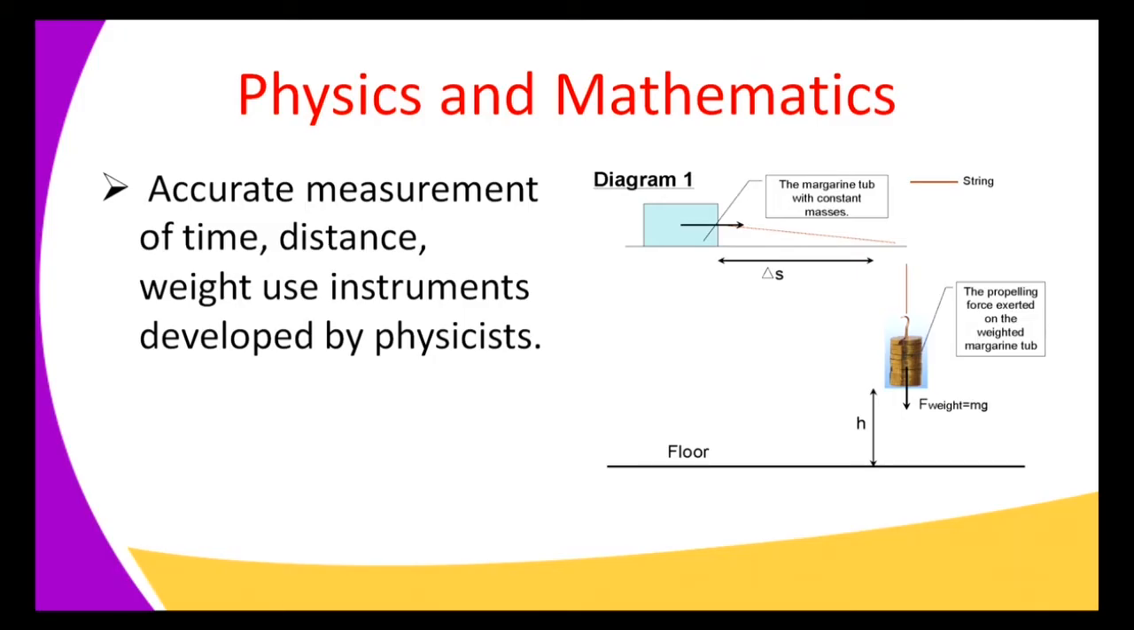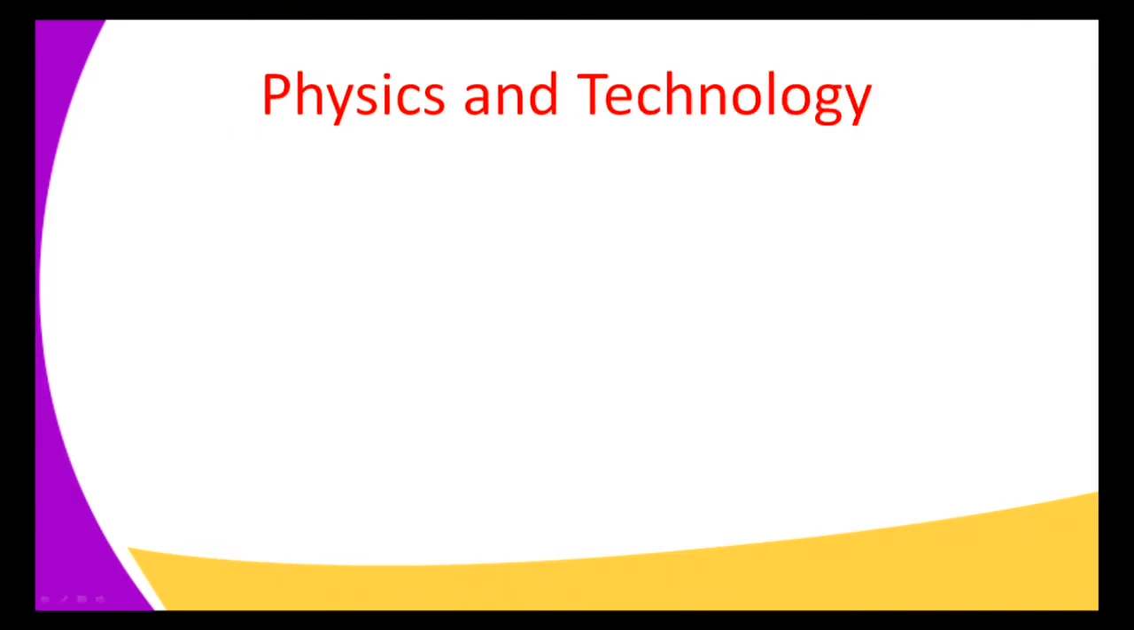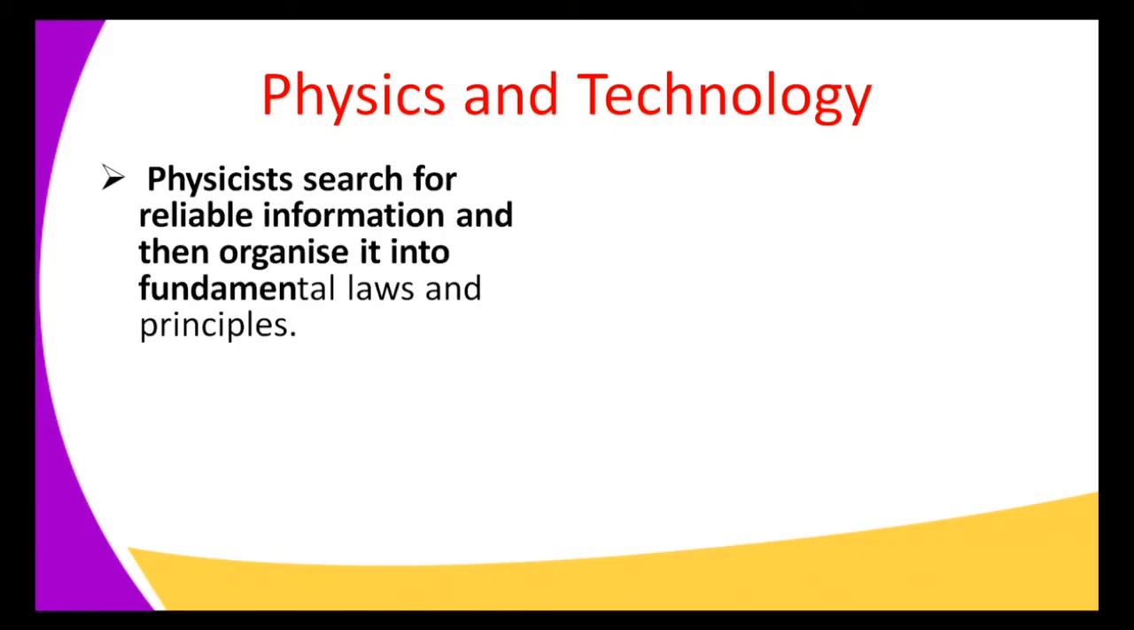So these explanations are based on physics, and to quantify this explanation, we use mathematics, because mathematical formulas are going to be used here. Now the other one is physics and technology. They are closely related, and physicists search for reliable information and then organize it into fundamental laws and principles. In physics, laws are developed. You do research, you gather your findings, and then develop the principles and laws that will help explain a scenario or a phenomenon.